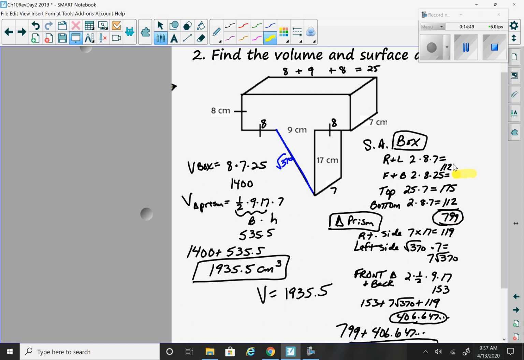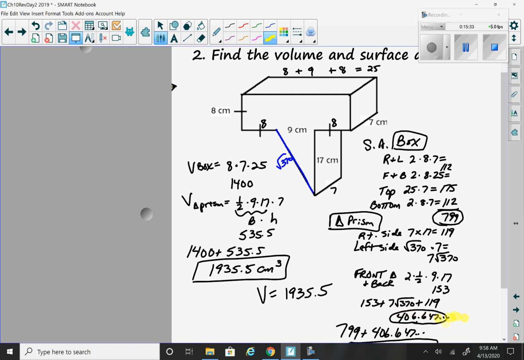For my triangular prism, the right side is 7 by 17, this rectangle, 119. The left side, again, I did the Pythagorean theorem to find that missing side. So it's the square root of 370 times 7. That's going to give me this slanty left side of that triangular prism. And then I've got the front and the back. So the front and the back are two triangles. So 2 times, again, a triangle is 1/2 base times height. So 1/2 times 9 times 17. So I got 153. So again, I've got the right side, the left side, the front and back. And then when I add those together, I got 406.647 and so on. So that's the surface area of my triangular prism.